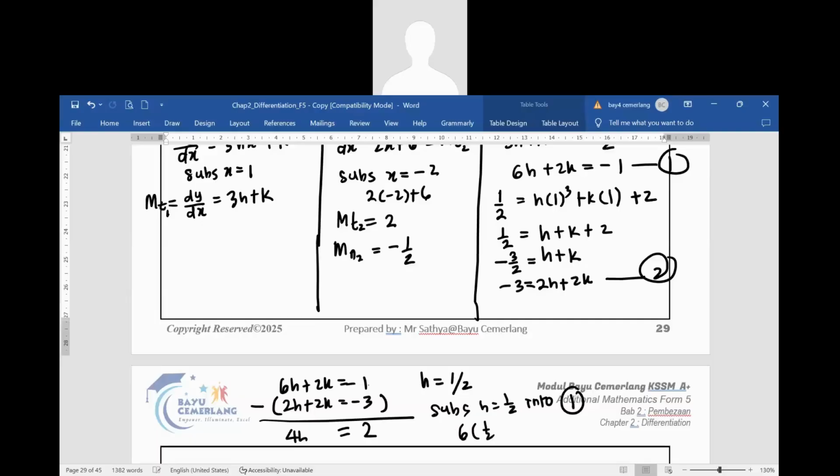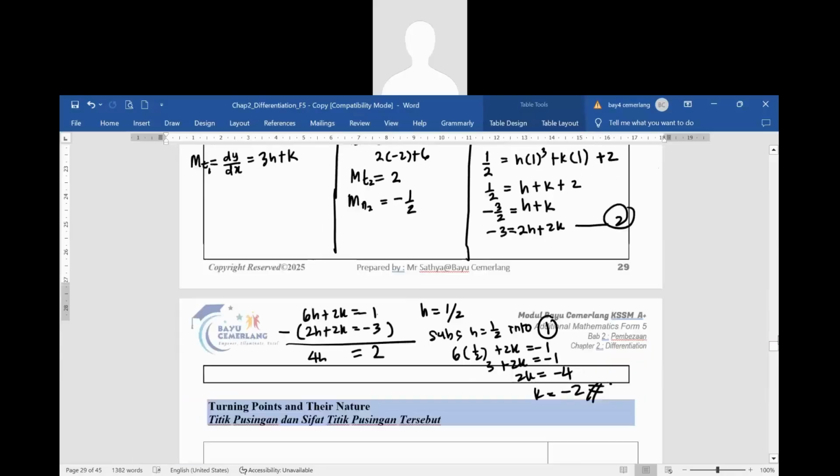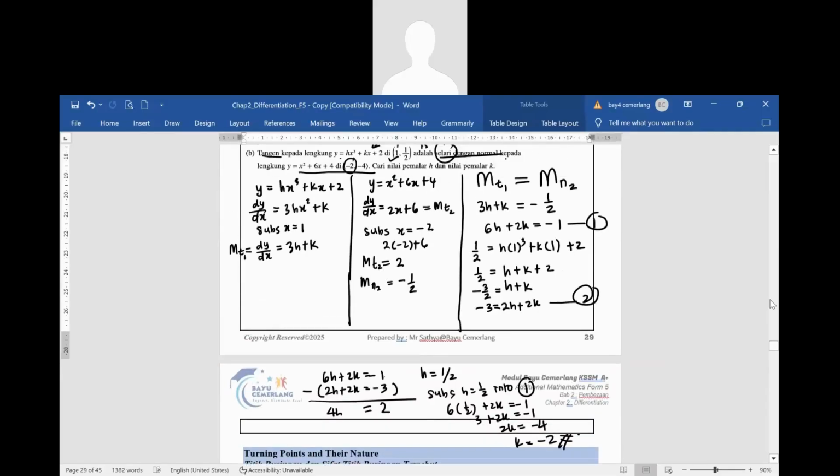So 6 times half plus 2k equals negative 1. So 3 plus 2k equals negative 1. So 2k equals negative 4, and k equals negative 2. So this should be the working.